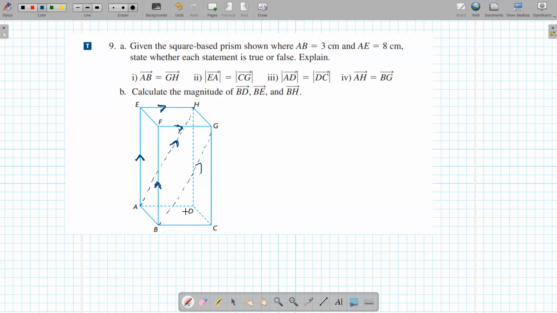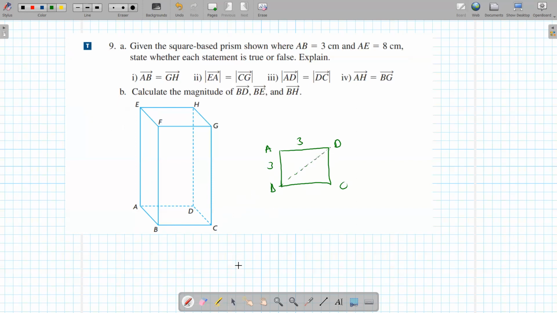Calculate the magnitude of BD. Magnitude just means find the length. Should be pretty simple. No, it's not. Of course, it's not. So again, I'm going to pull out the base, the ABCD base out. So remember, it's a square. ABCD. We know AD is the same thing as AB because they're both 3 units. We want to find BD.